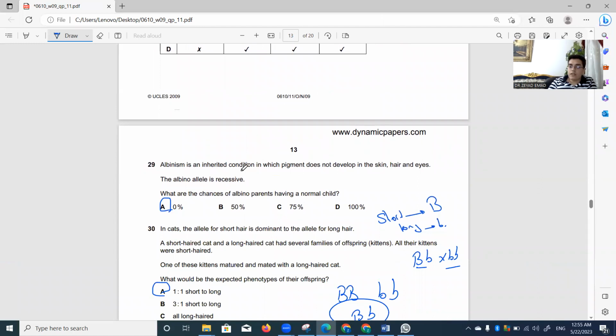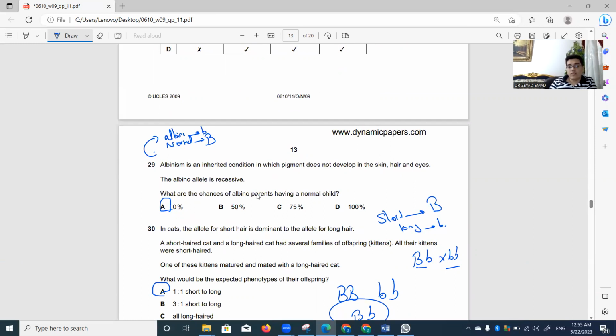Albinism is an inherited condition in which pigment doesn't develop in the skin, hair, and eyes. The albino allele is recessive, so we give the albino a small letter, and normal a capital letter.